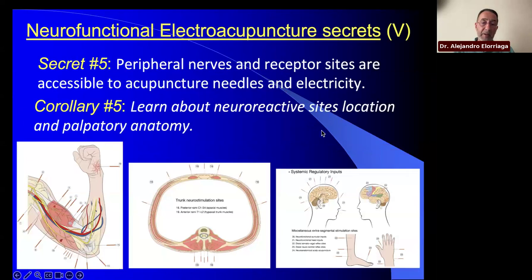And for that, I developed a whole standardized methodology, which is the neurofunctional acupuncture methodology with local inputs, segmental or axial inputs, and systemic regulatory inputs, each one with different goals and targets, and obviously different placement, different location of the needles.